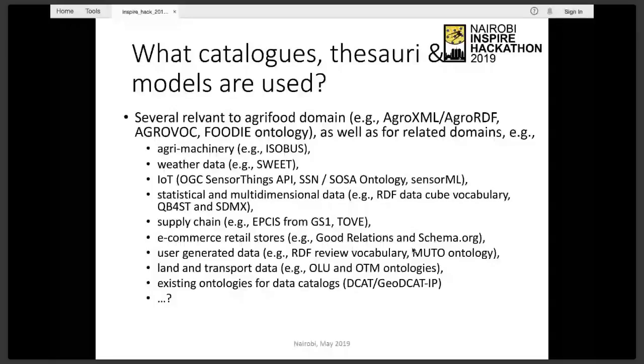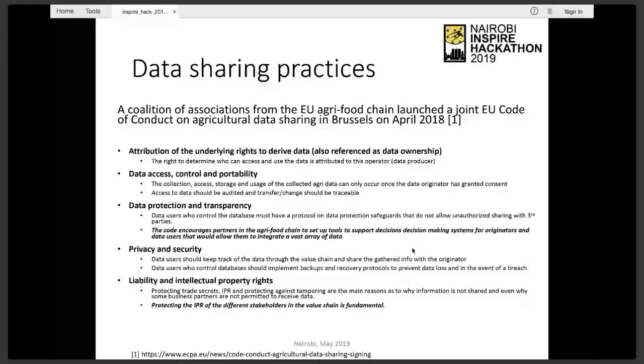So what about data sharing practices? Basically, we have two things to discuss here. First, there is a code of conduct from the EU that was agreed between a coalition of associations that are relevant stakeholders in the agri-food sector. And these are some of the main topics or main areas that they discuss in this code of conduct. I will, of course, leave these slides for you later to go into more detail if you want.